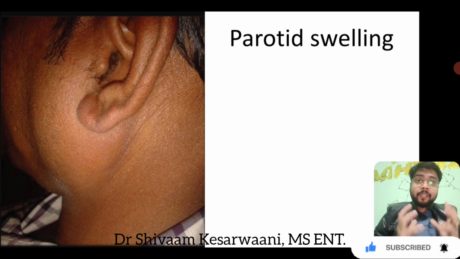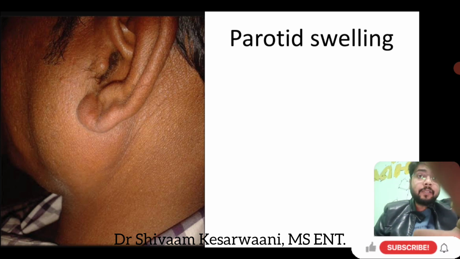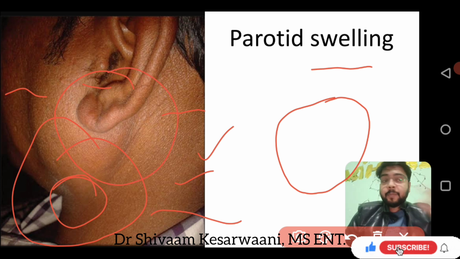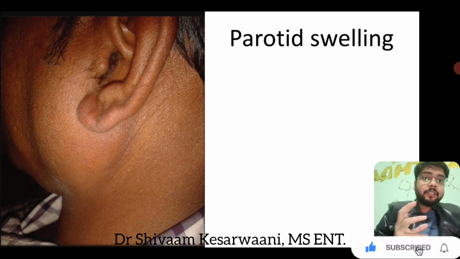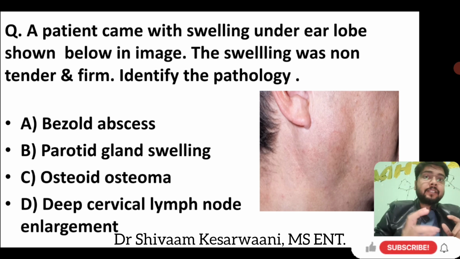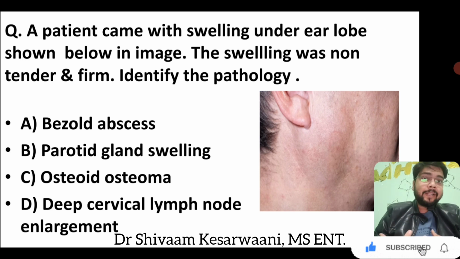If we observe the peculiar feature of parotid swelling, like we can see here, it is the ear pinna. The pinna is elevated, right? Due to parotid swelling, the pinna gets elevated, like we can see in this figure. So here also there is elevation of the pinna due to swelling, and it is non-tender and firm. So most probably it is a benign parotid tumor or a parotid gland swelling, right?